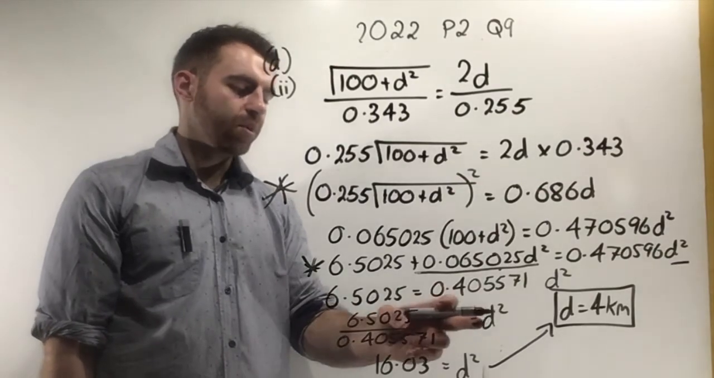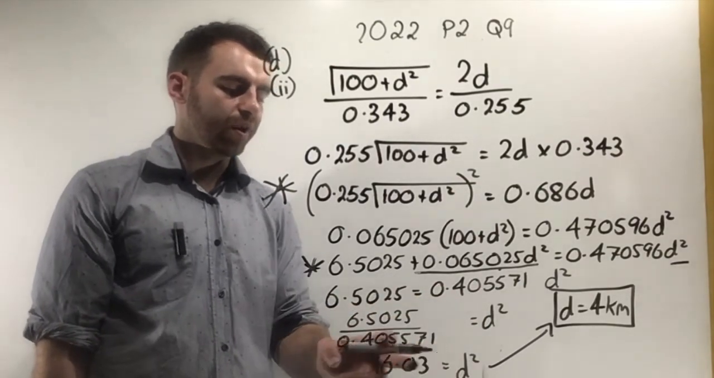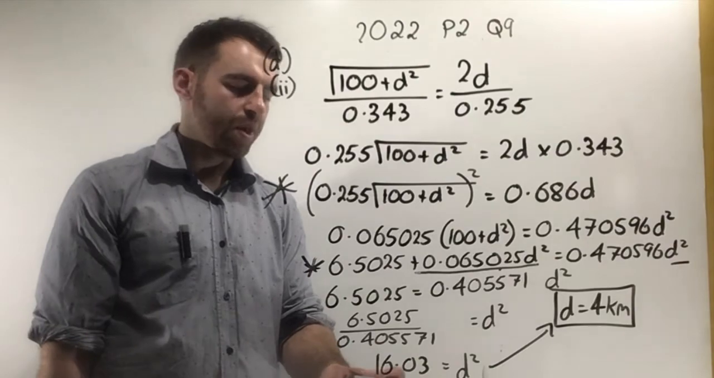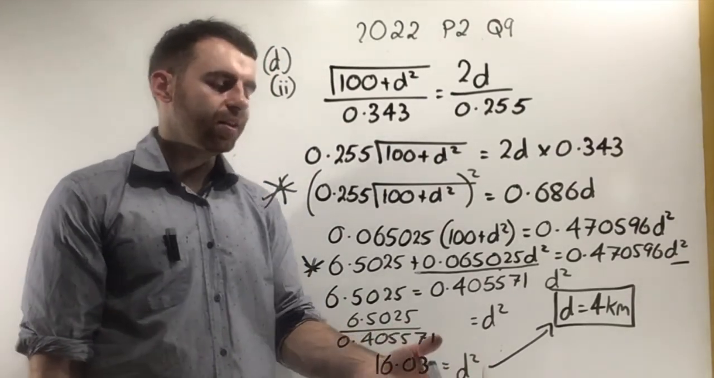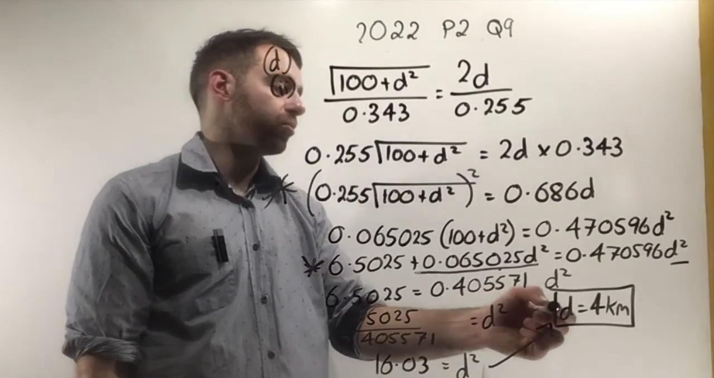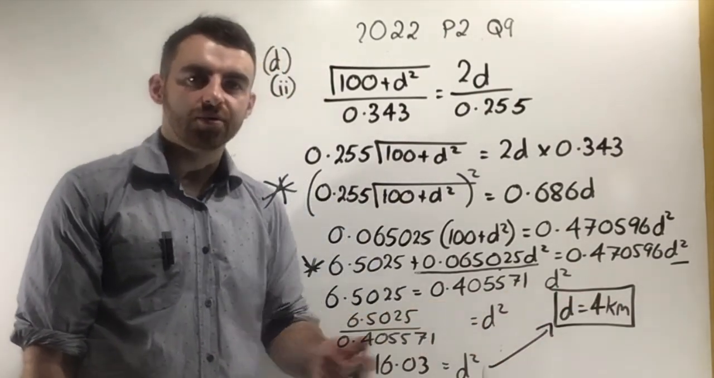Finally, to get d squared on its own, I divided both sides by the coefficient of d squared. And when you plug that into your calculator, d squared is 16.03. Then obviously to get your final answer, you take the square root of both sides, and to one decimal place, your answer is 4 kilometers or 4.0 kilometers.